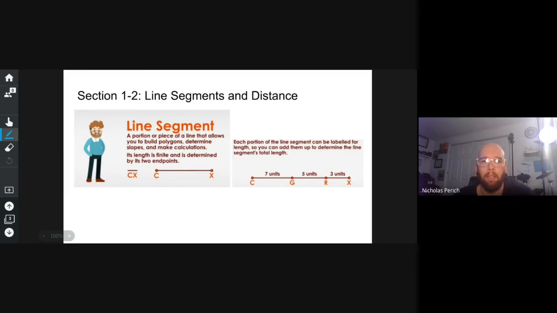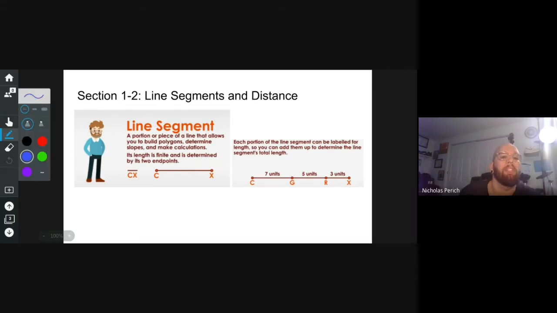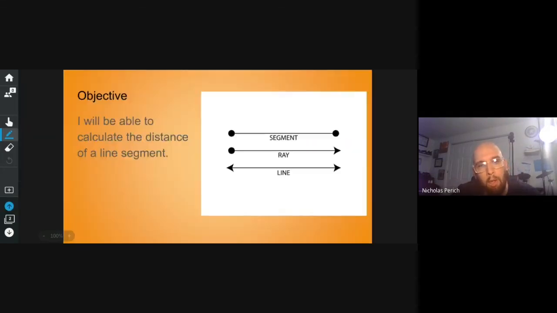What's a line segment, you ask? A line segment is a portion or a piece of a line. Essentially, a line segment is a line with endpoints instead of arrows. That's cute. This line segment here, CX, doesn't go on forever. It actually stops somewhere.